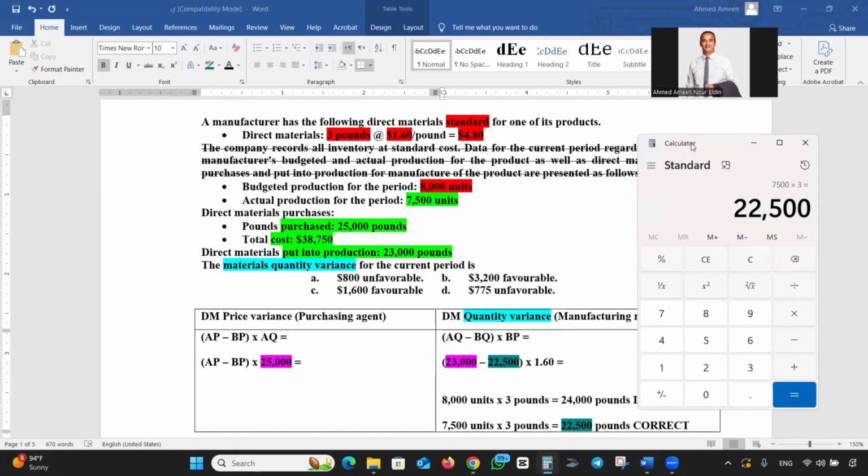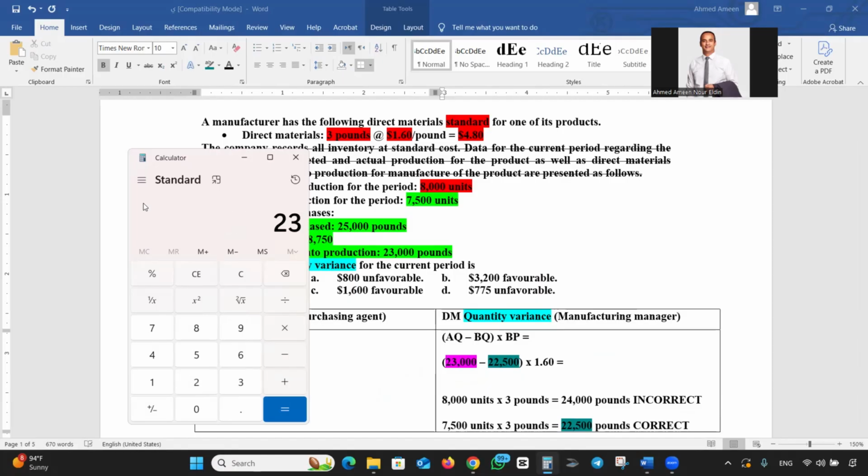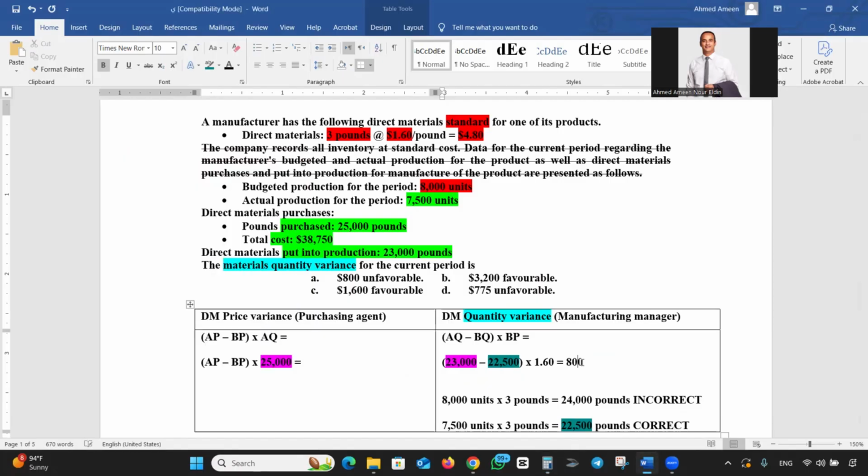And now we will calculate the quantity variance. 23,000 minus 22,500 multiplied by 1.60 is equal to 800, a positive amount, which is unfavorable. It is unfavorable because the actual quantity I used in production was much greater than the planned amount. So I used much more material than planned, which is not a good thing. So the answer will be A, 800 unfavorable. This is the correct answer.